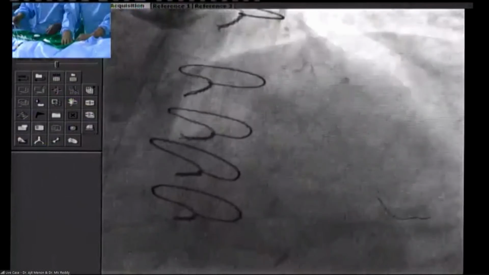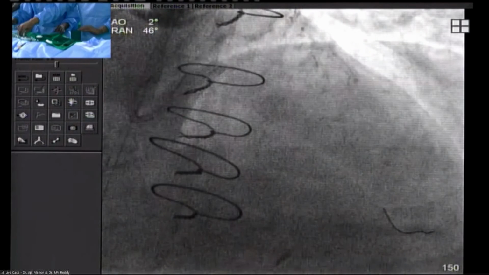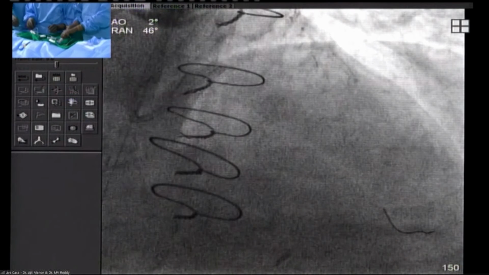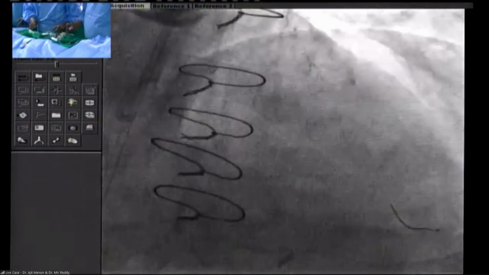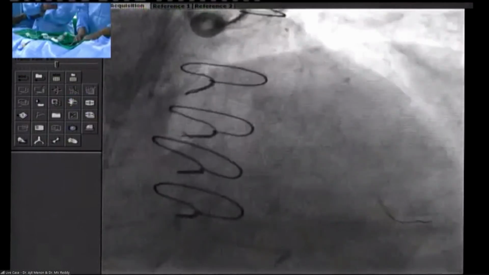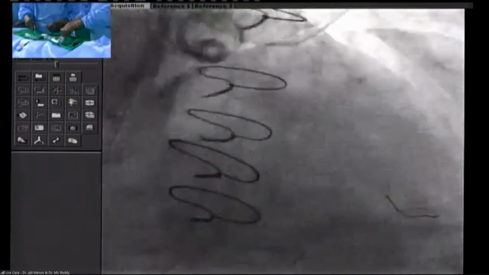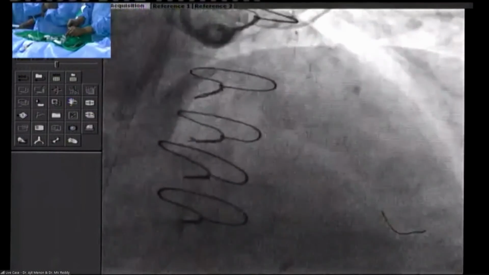I think we should have shown them how to do the single hand. We have a single operator technique where we can handle the rotablator. I think we should have shown them how to handle single person rota.